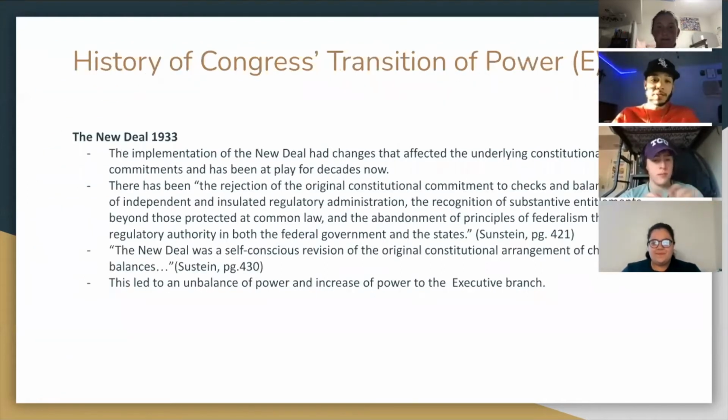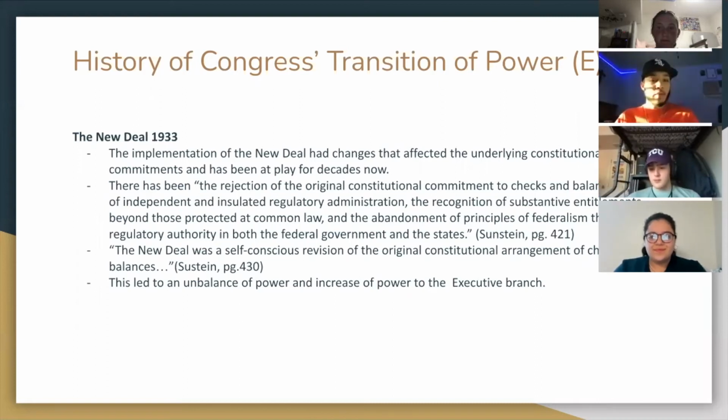So what is the history of Congress transitioning this type of power? This actually goes back to the 1930s and pretty much ramping up to around the 1960s. The implementation of the New Deal was in essence, after the Great Depression, to allow the federal government to address multiple social and economic issues, working their way out of the Depression.